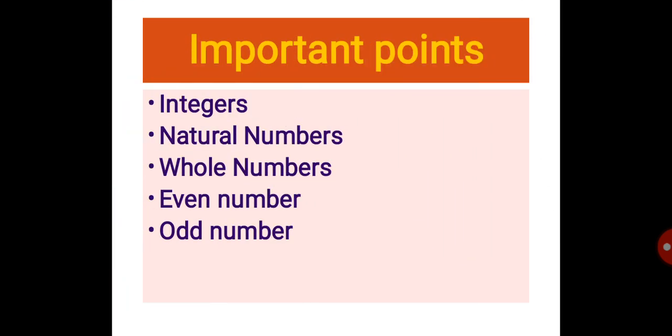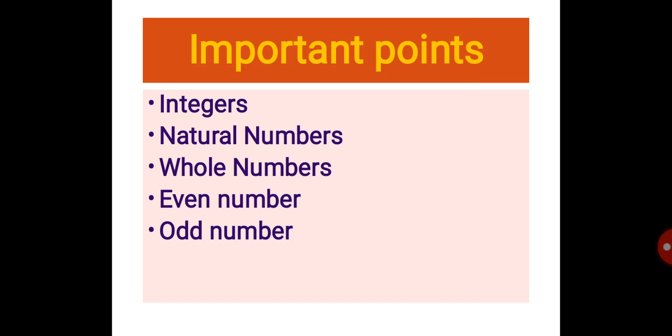Now, students, before starting our chapter, tell me, do you know about these points? I think yes, you all have studied these in previous classes. First one is integer. An integer is a number that can be written without a fractional component. Example: minus 3, minus 2, minus 1, 0, 1, 2, 3. Here in the example, we have seen that integers consist of both negative and positive numbers and 0 also.